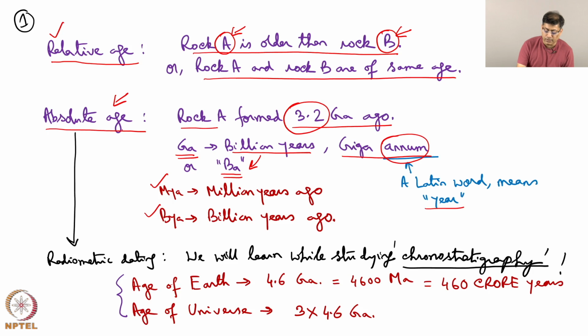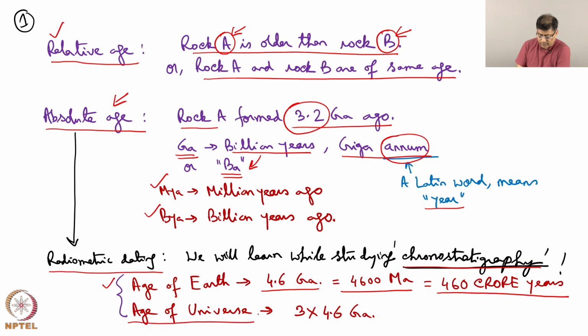This absolute age of the rock, such as 3.2 billion years, can be obtained by radiometric dating, and in this NPTEL lecture we will cover in detail the chronostratigraphy, where the different dating techniques will be explained. For our information, the age of the earth is 4.6 billion years, which is same as 4600 million years, or we can write it as 460 crore years. And the age of universe is 3 times the age of the earth, so 3 multiplied by 4.6 billion years. We are not getting into how the age of universe and age of earth were derived right now.